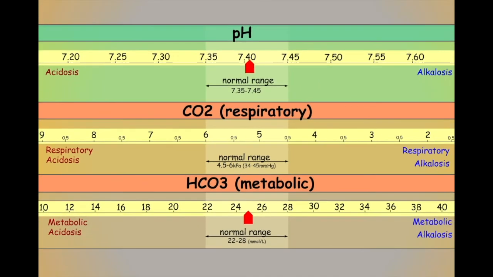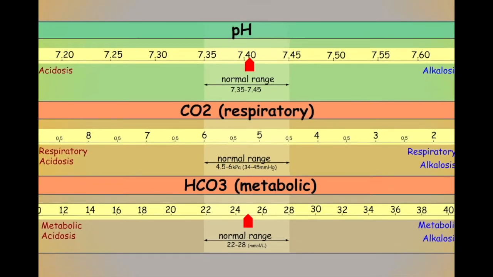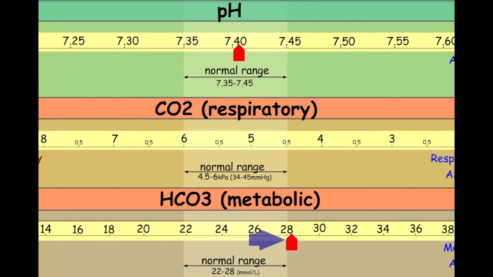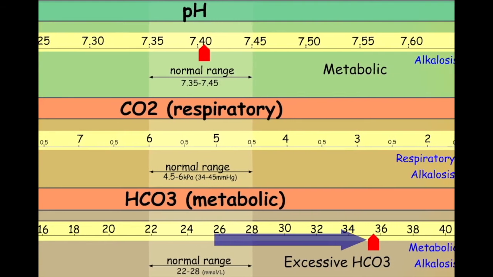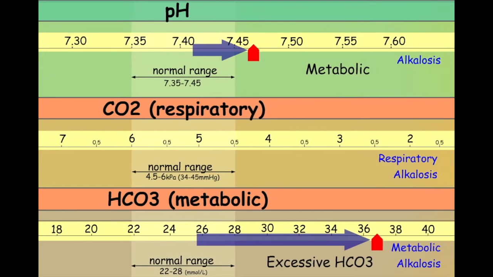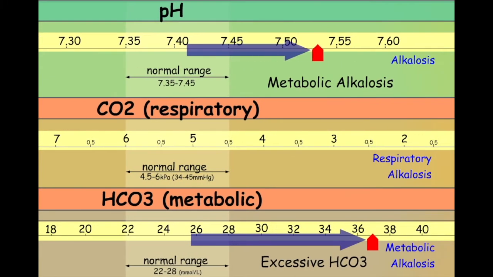A metabolic alkalosis can occur when there is too much bicarbonate in the blood compared to the amount of protons, the amount of acid being produced by the body. The acid will be buffered at a faster rate than it is being produced, and our pH will be pushed in an alkalotic direction. This would be referred to as a metabolic alkalosis.